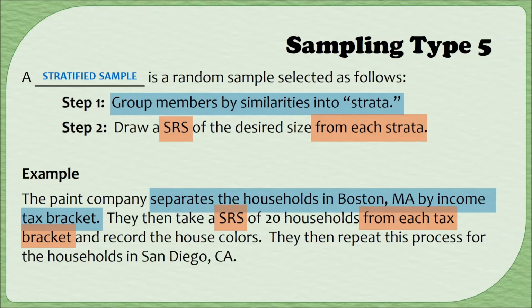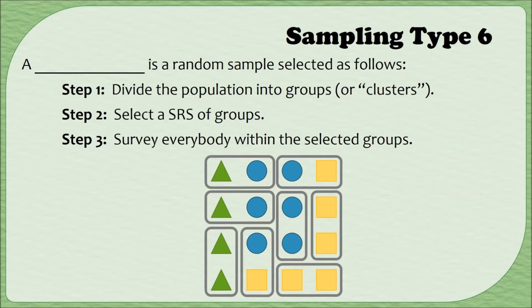Now, that language from each group is important because sampling type 6 also contains grouping. So remember, for a stratified sample, we've pulled from each of the groups. So let's see the last sampling type. Sampling type 6 is called a cluster sample, and it also involves groups. However, these groups are typically predetermined groups.